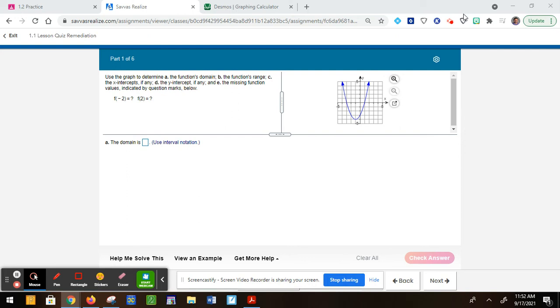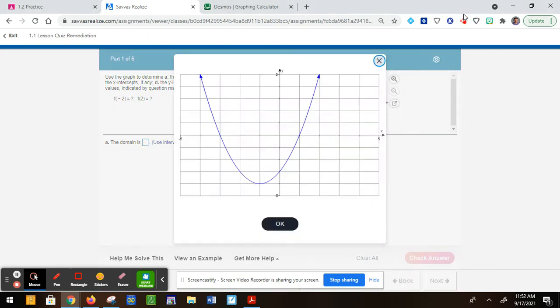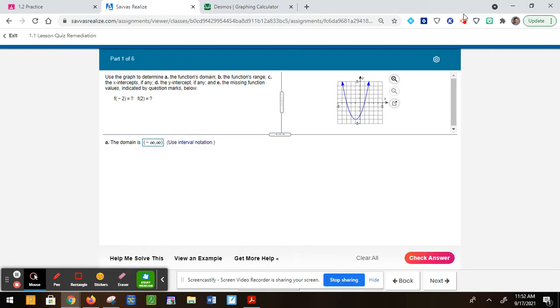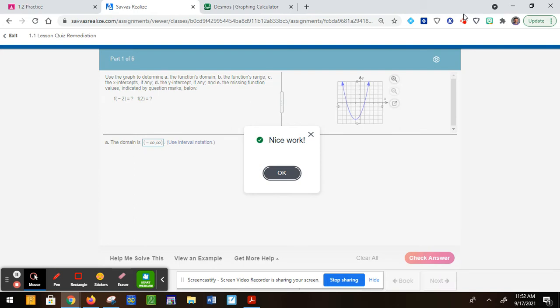All right, so for domain, we're talking about the x values that this function covers. Going to the left, it goes to the left forever, so that would be negative infinity on an interval. It's going to the right forever, so that would be infinity for the interval. So when we type that in, the interval notation would be negative infinity, comma, infinity, with parentheses around infinity no matter what, as opposed to brackets. All right, so that part's good.